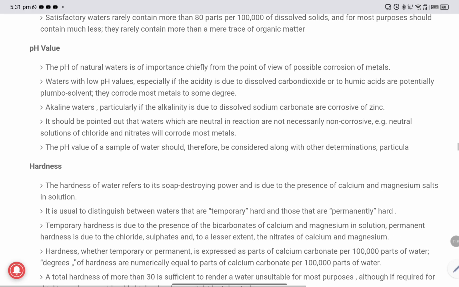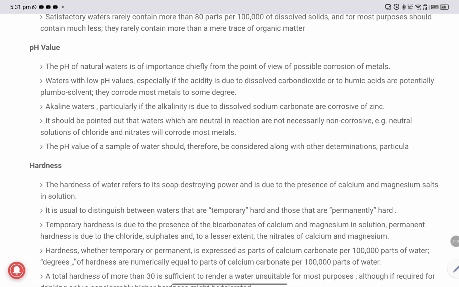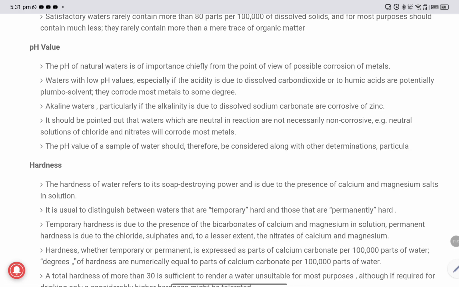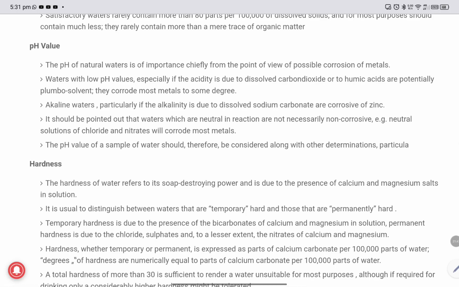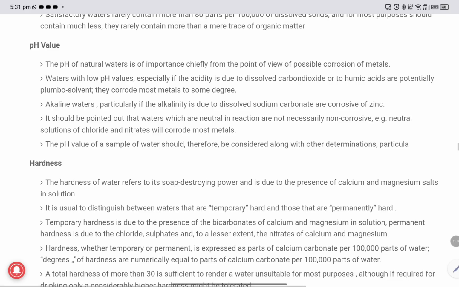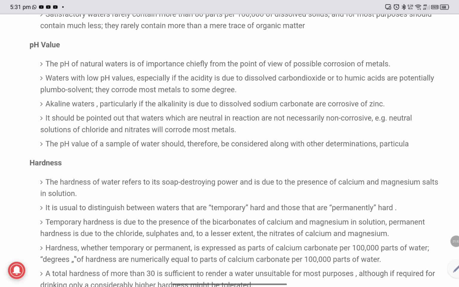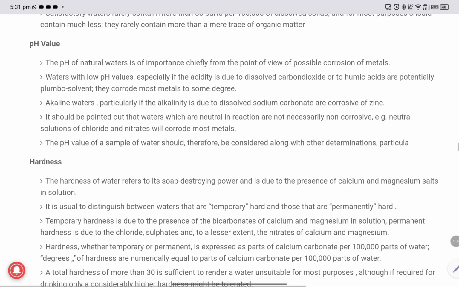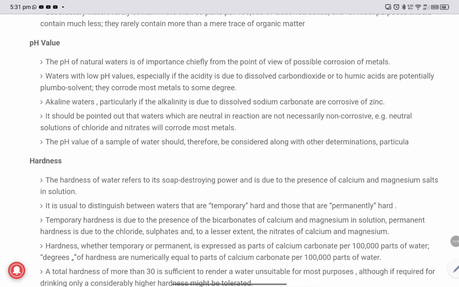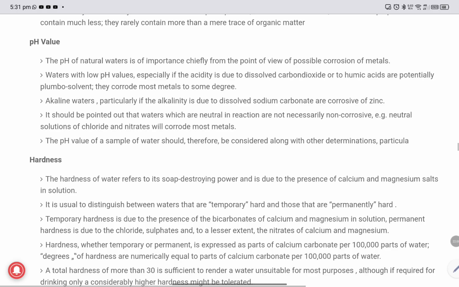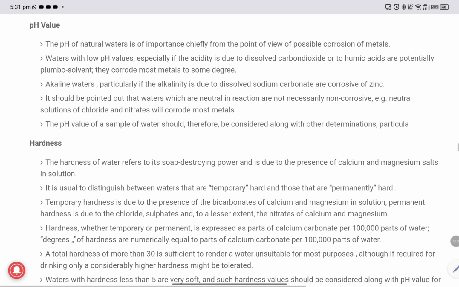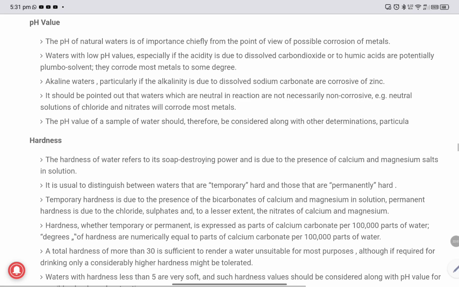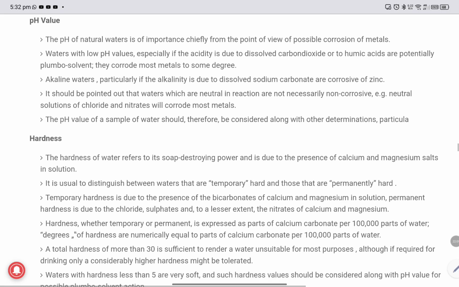The pH of natural water is of importance chiefly from the point of view of possible corrosion of metal. Waters with low pH value, especially if the acidity is due to dissolved carbon dioxide or to humic acid, are potentially plumbo-solvent. They corrode most metals to some degree. Alkaline waters, particularly if the alkalinity is due to dissolved sodium carbonate, are corrosive of zinc.